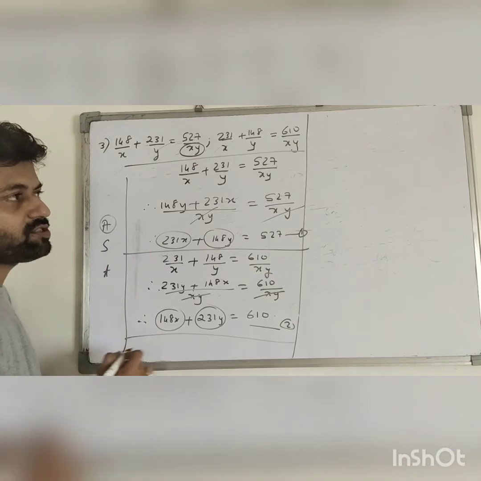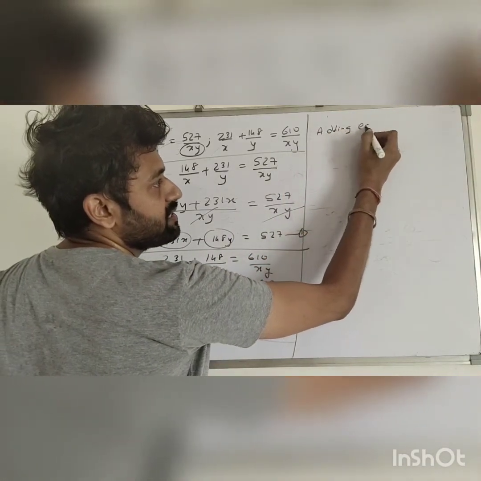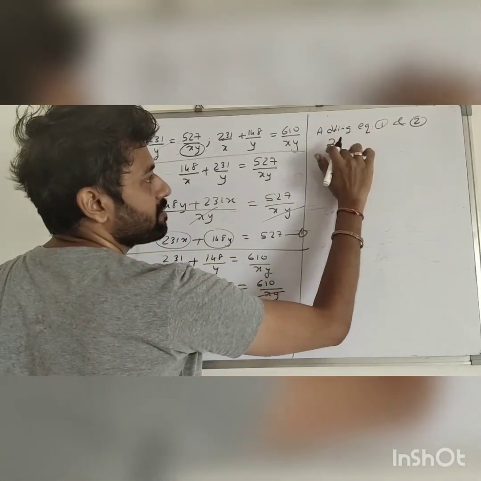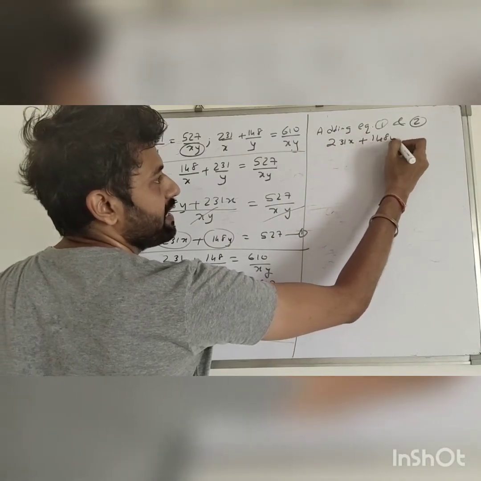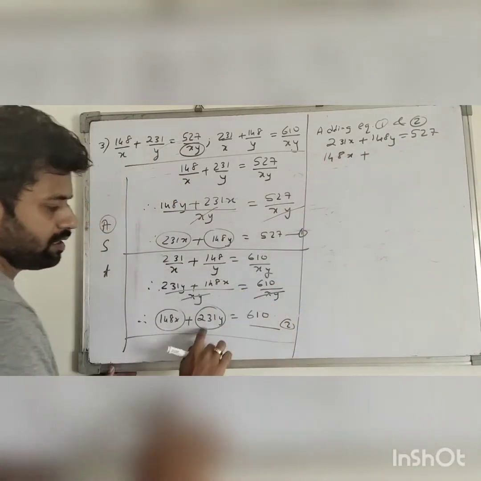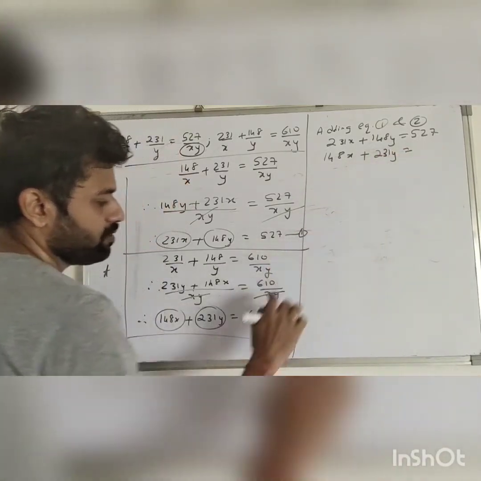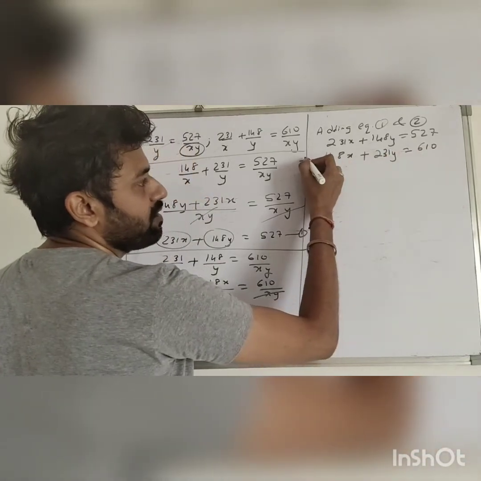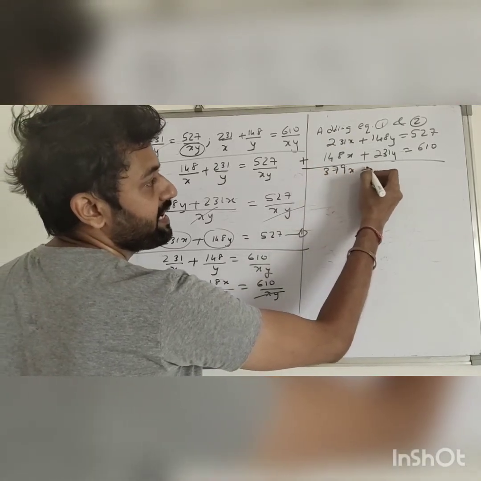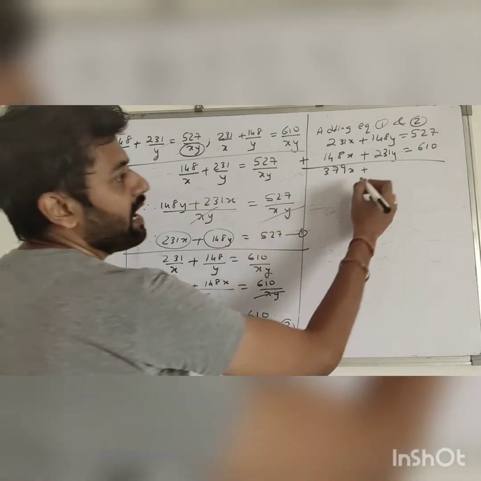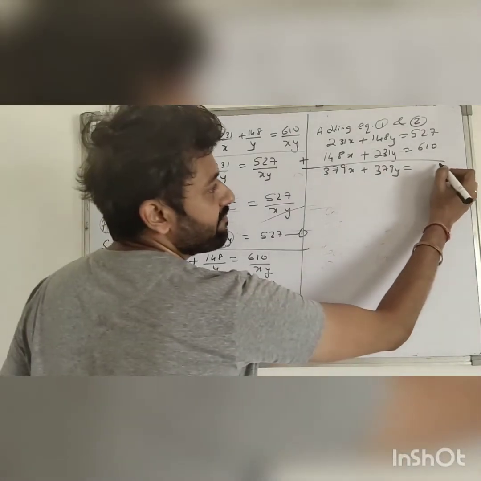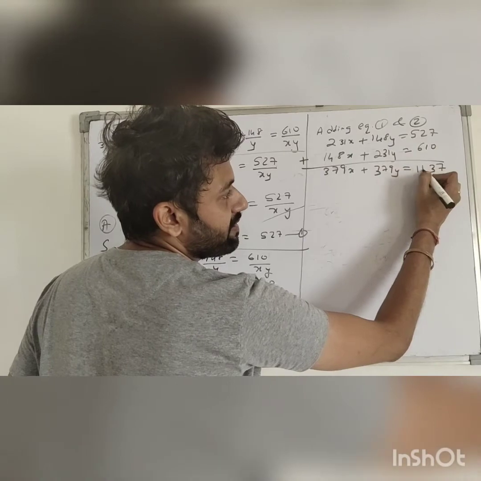Here I will perform adding first. Adding equations 1 and 2. We get 231x plus 148y is equal to 527, and 148x plus 231y is equal to 610. Well, I am adding, so I put a plus sign. 1 plus 8 will give me 9, 3 plus 4 will give me 7, 2 plus 1 will give me 3. We get 379x plus 379y is equal to 3, 5 plus 6 is 11.